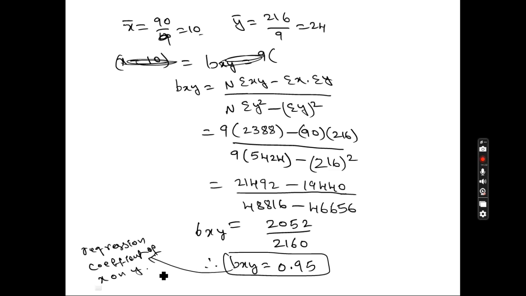Once you calculate these values and substitute them in the regression equation, I am getting the final answer. So what can I do now? X minus x bar, 10, is equal to 0.95, the Bxy value I just calculated, into y minus 24.